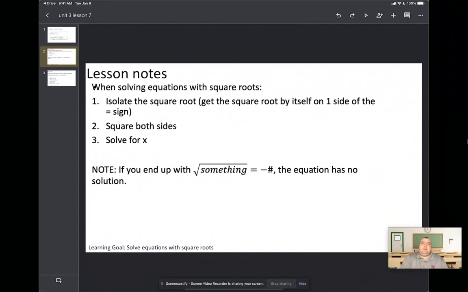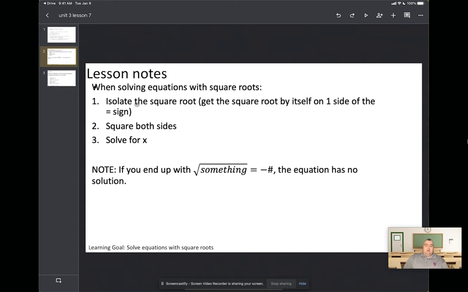We're up to Unit 3, Lesson 7. In this particular lesson, our goal is to learn how to solve equations with square roots. We've already started talking about this, but we're going to look at some more in-depth equations. So right up here in your lesson notes are the steps.